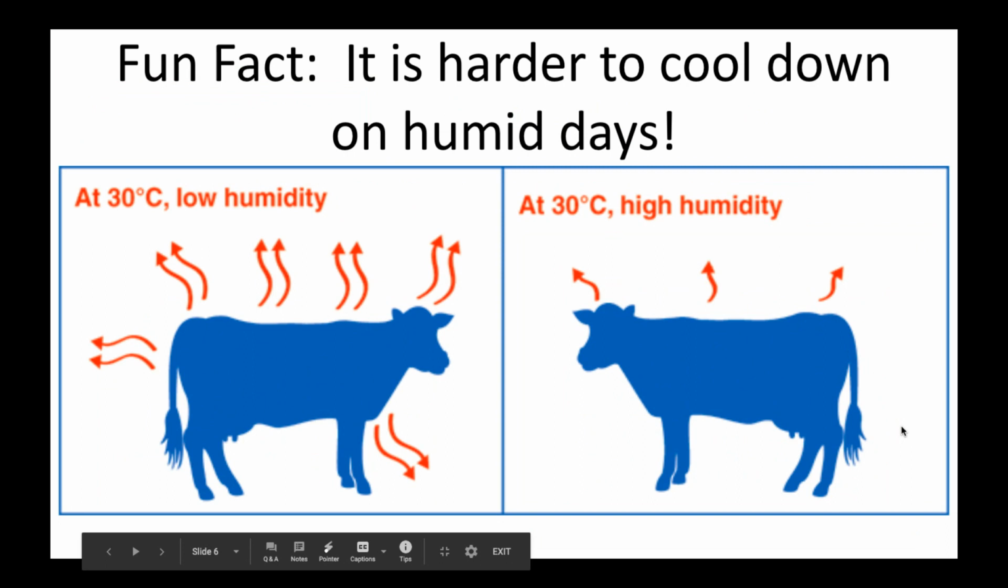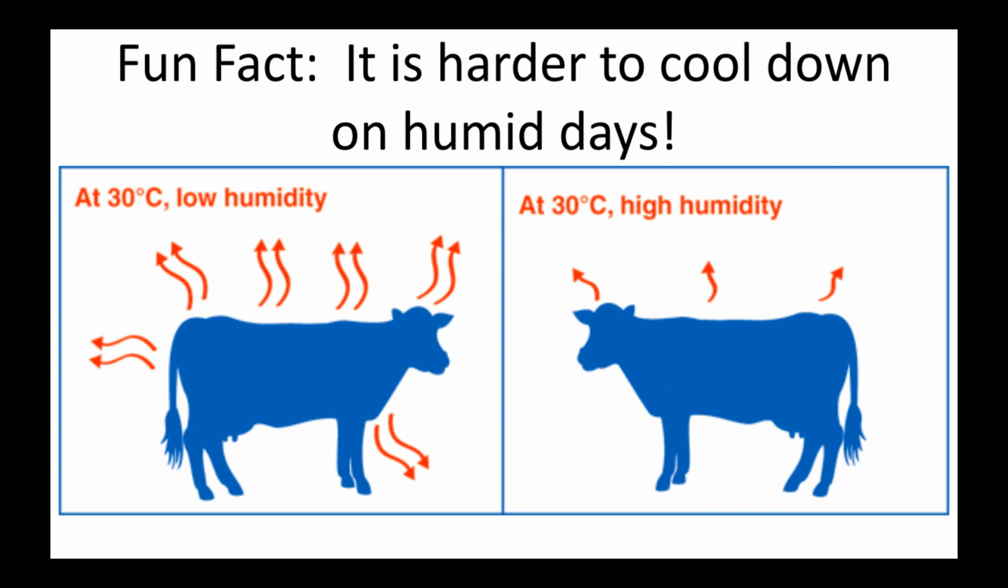Now, fun fact, it is harder for you or animals to cool down on humid days. If we have a 30-degree day and low humidity, that means there's low amounts of water in the air, so this cow can sweat and release that moisture into the air because there's not a lot of water in the air. But if we have that same temperature and we have high humidity, the cow cannot release the sweat into the air. And that's why we feel sticky on humid days, because our sweat is not escaping into the air. It's staying on our bodies and it feels sticky.